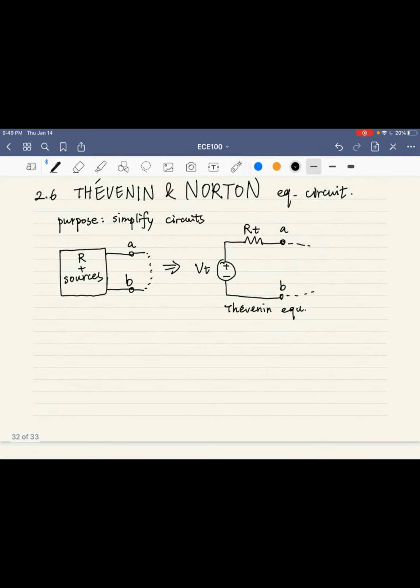And what Norton did is based on Thevenin's discovery. We find out that it can also be represented using a current source in parallel with a resistance. And the resistance value is still RT, the same as the one in the Thevenin equivalent. The N here means Norton, and the T here means Thevenin.